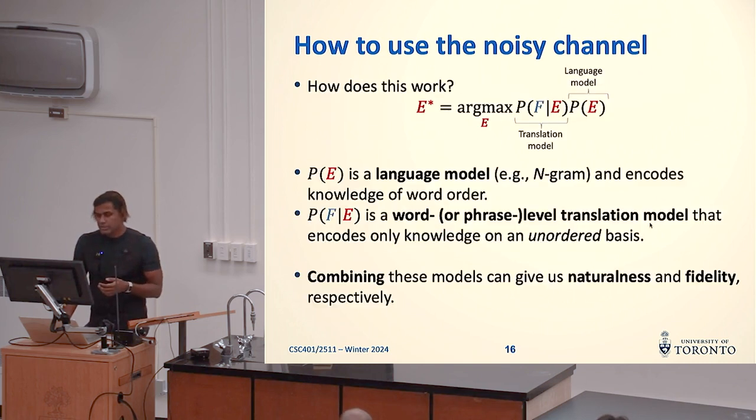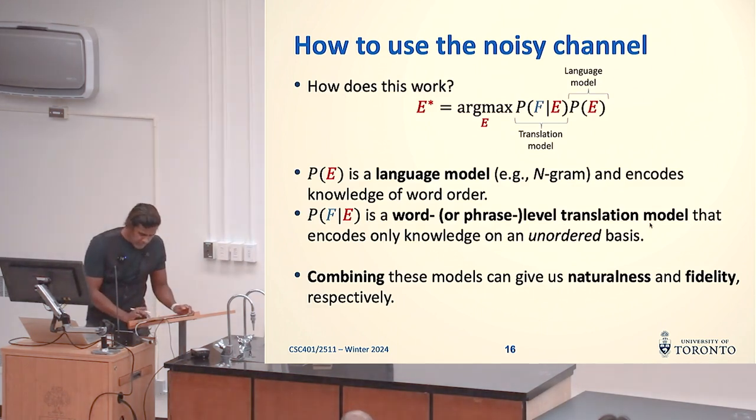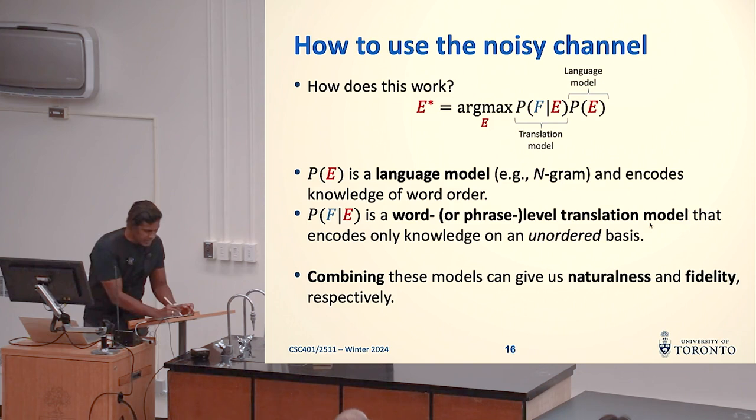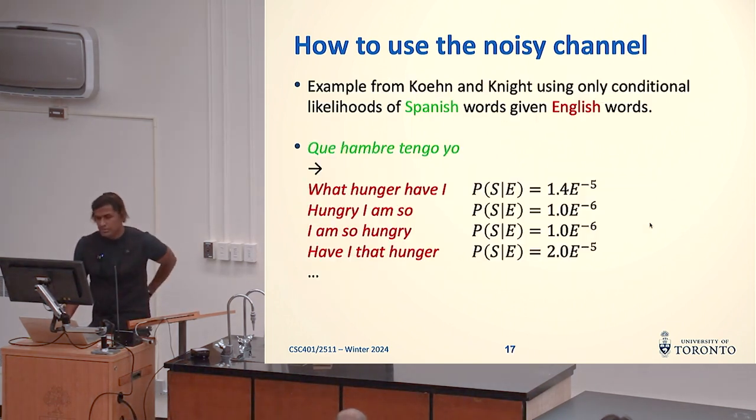So now the question is, why do we need the language model here? Why do we need this guy? Why don't we just go with the translation model? This can be exemplified in a simple example. Here we use Spanish as what we observe as the foreign language.